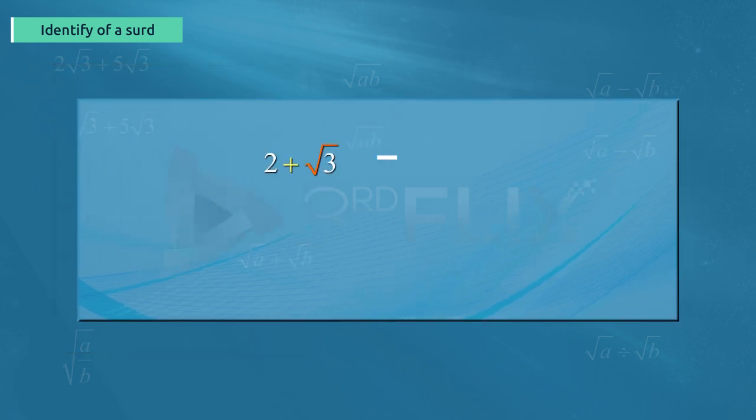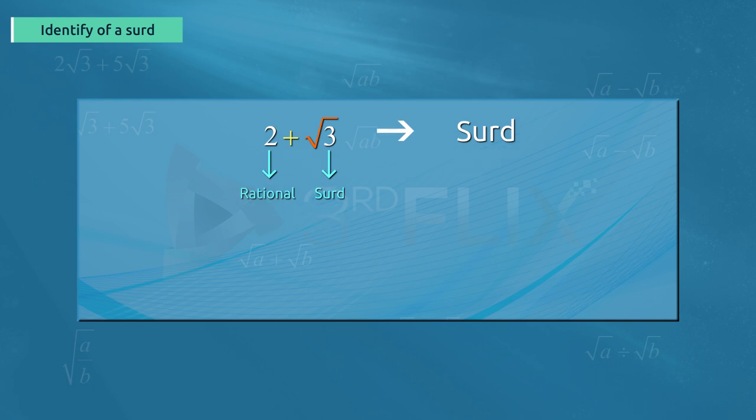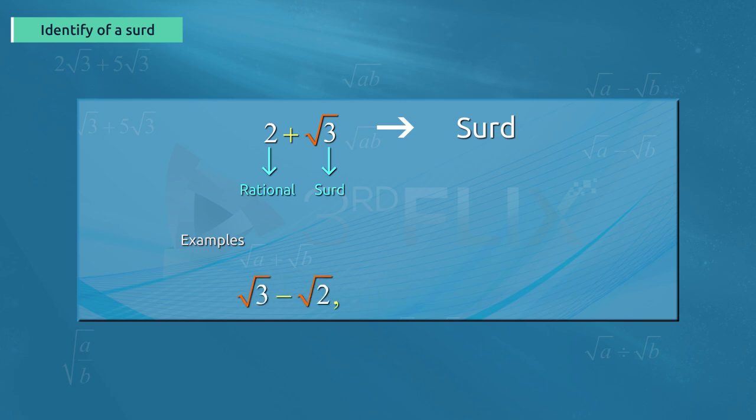2 plus root 3 is a surd. Surd plus rational number will give a surd. Example, root 3 minus root 2, root 3 plus 1, cube root of 3 plus 1, and so on.